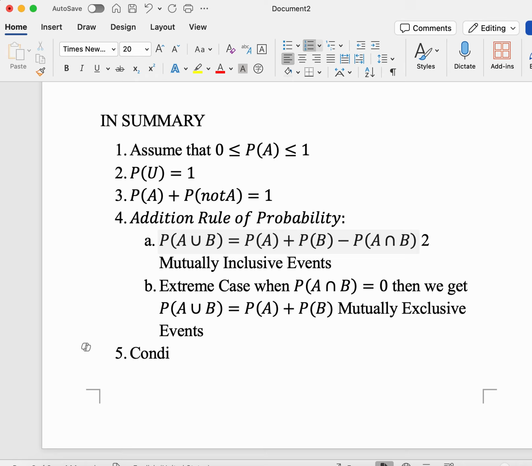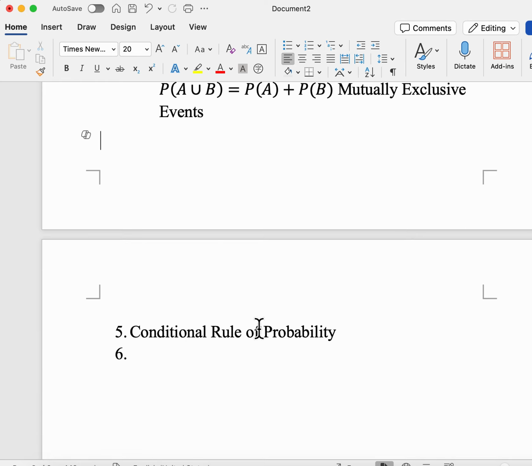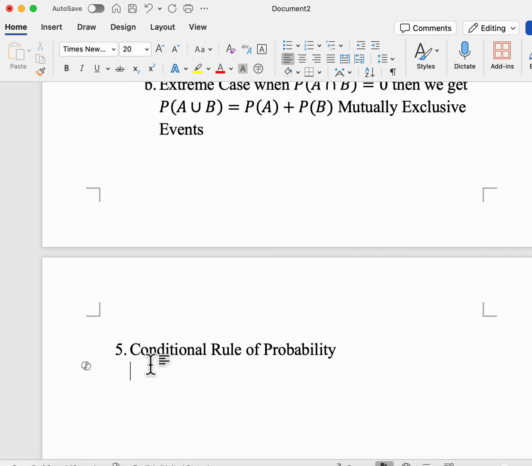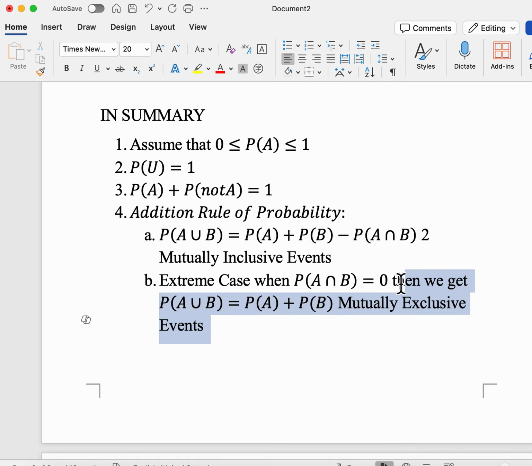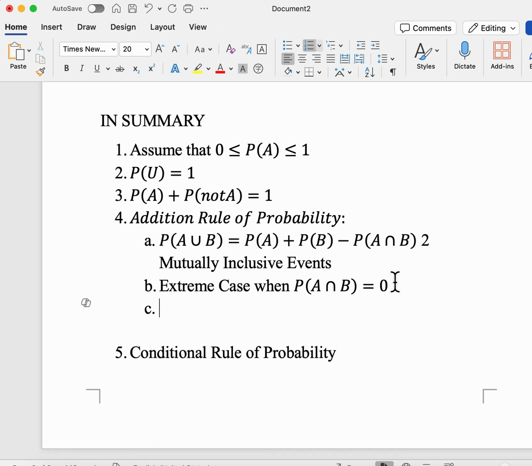And finally, we have the conditional rule of probability. I'm getting ahead of myself. Okay, I forgot the last caveat. Please give me a second. We are experiencing slight technical difficulties here. Okay, fine. I'm going to have to cut and copy paste this here. Okay, there we go.